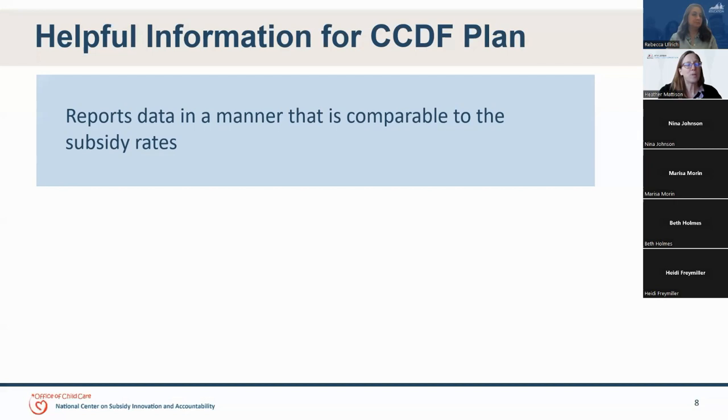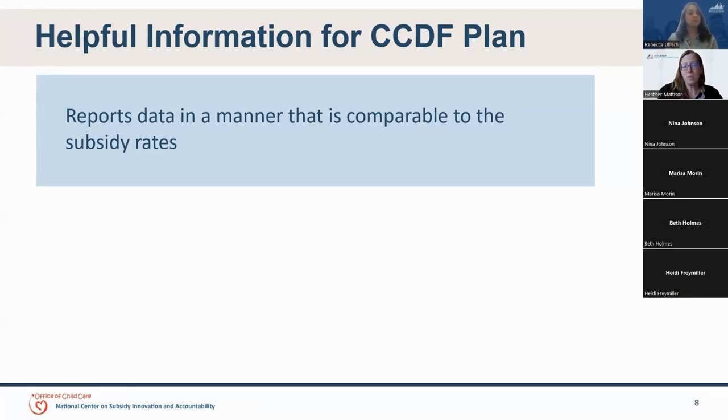So these are components that are helpful when looking at your CCDF plan. They're also helpful to include in your detailed report. It is actually helpful if you include it in the report, then it can be pretty easily transferred right over to your plan or other materials that you're sharing with partners and providers or policymakers.